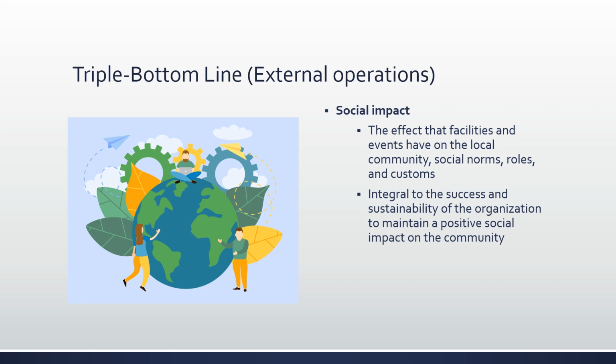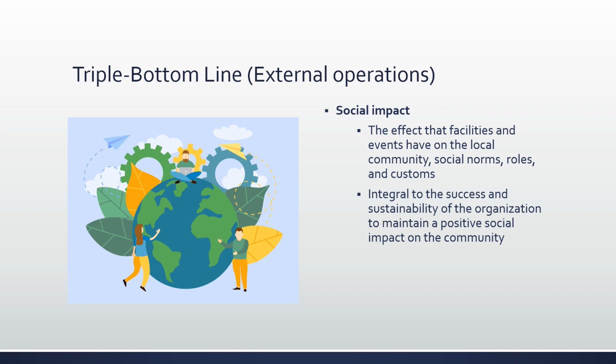Youth development. Measuring the impact of the sport facility or event on youth development, including the acquisition of life skills and the promotion of positive social behaviors, can help identify opportunities to promote positive social outcomes among young people. And social equity. Measuring the impact of the sport facility or event on social equity, including the extent to which it promotes diversity and inclusion and provides access and opportunity for all community members, can help identify areas for improvement in promoting positive social outcomes.